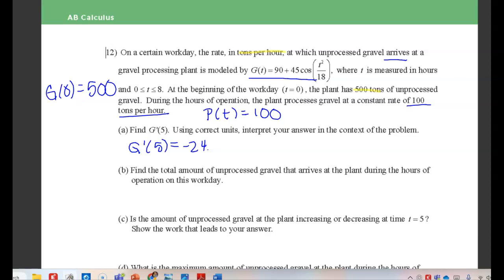So go to your calculator, plug in g prime of 5 using the g of t function. Again, ensuring that you are in radian mode. And you get negative 24.588, or 587, depending on how you round it.